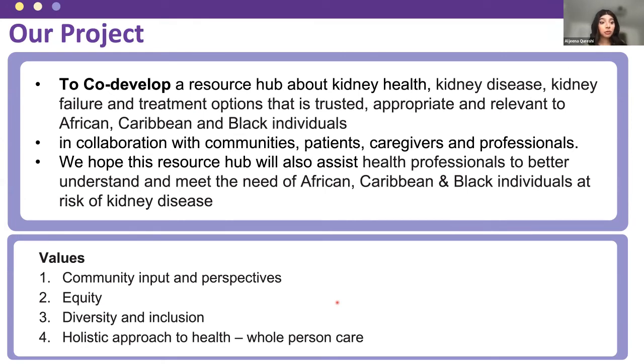So that brings us to our project, which is to co-develop a resource hub about kidney health, kidney disease, kidney failure, and treatment options. And again, the emphasis is that it's trusted, appropriate, and relevant to African, Caribbean, and Black individuals. These are our key values: first and foremost, getting community input and perspectives and co-developing this; secondly, of course, to build equity, diversity, and inclusion; and finally, having a holistic approach to health.